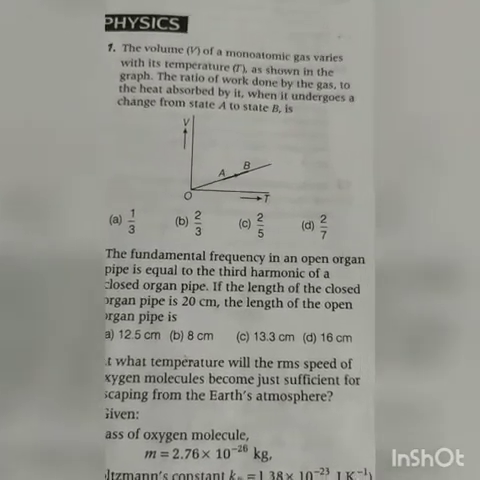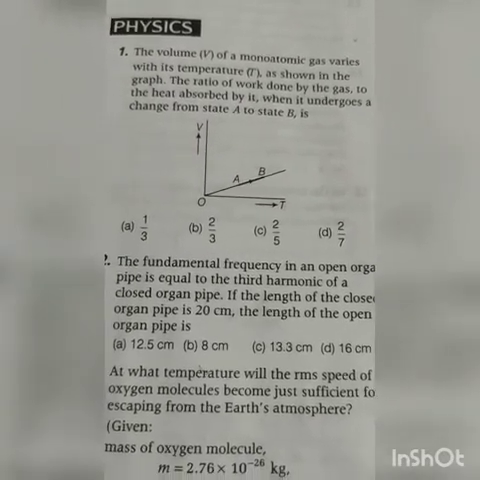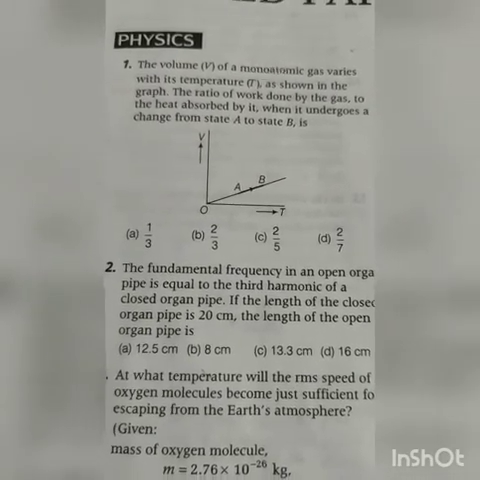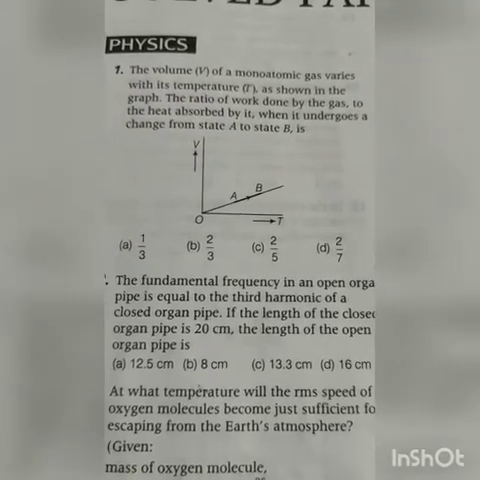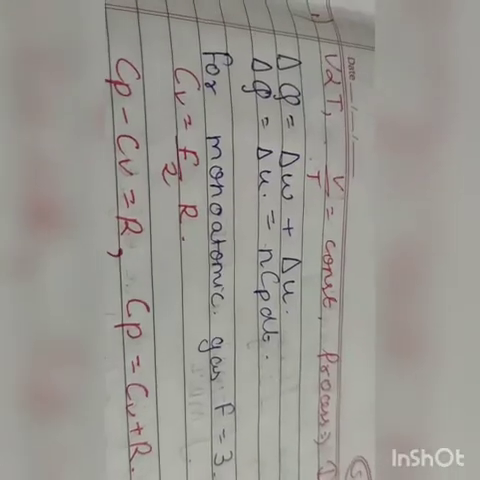So our first question is: the volume V of a monoatomic gas varies with its temperature T as shown in the graph. The ratio of work done by the gas to the heat absorbed by it when it goes through a change from state A to state B. So let's see its solution. So here is our solution.